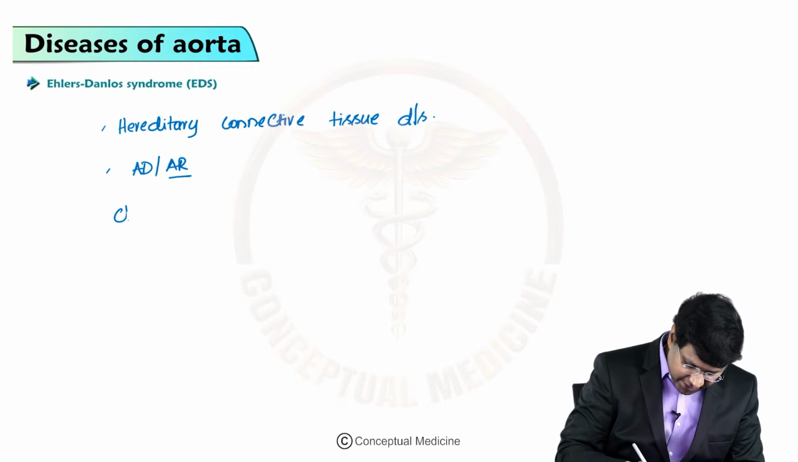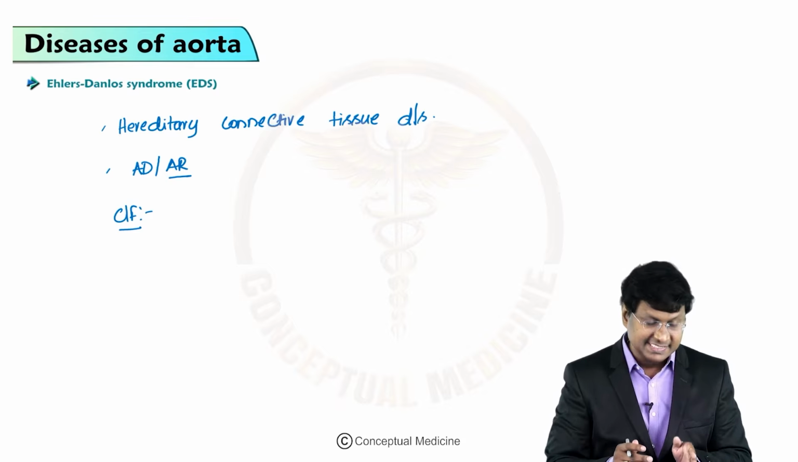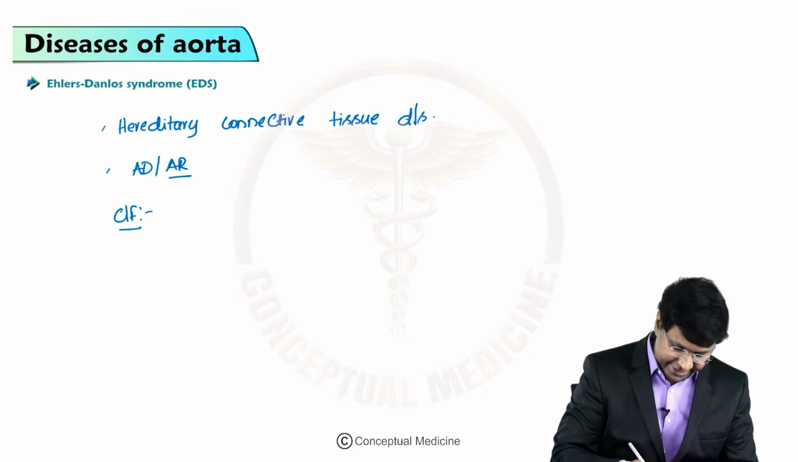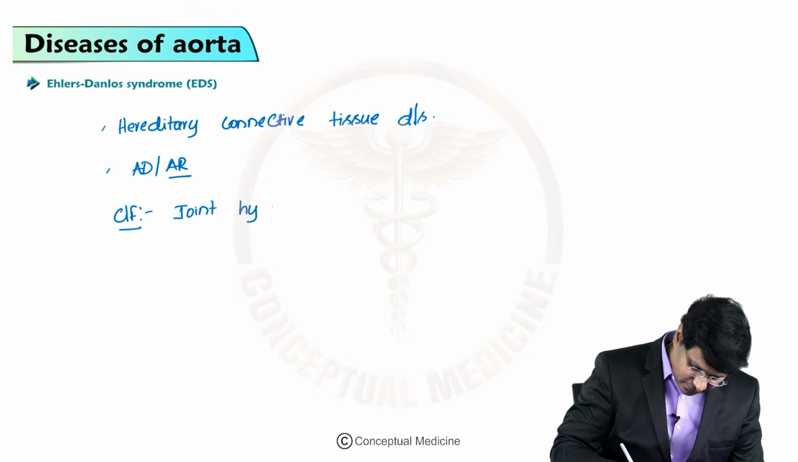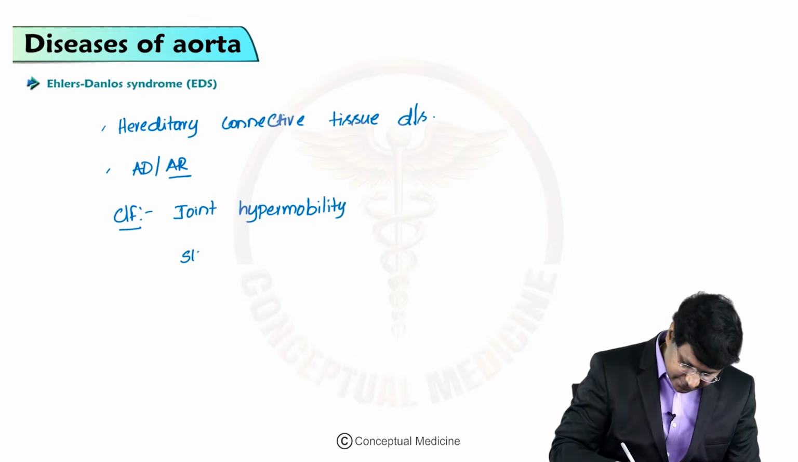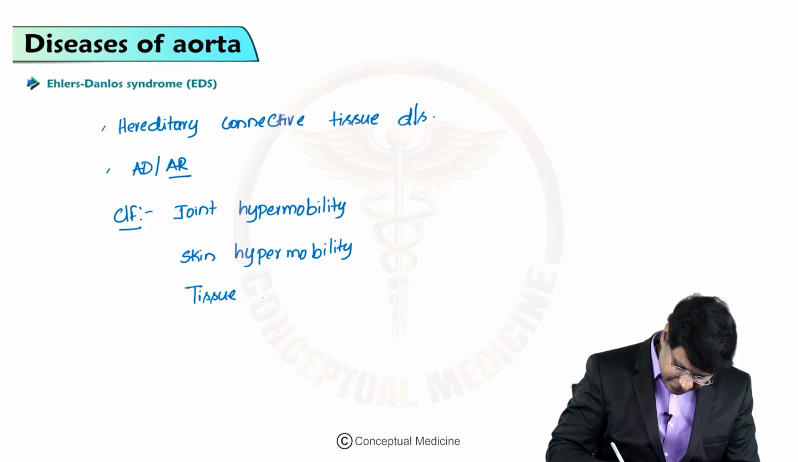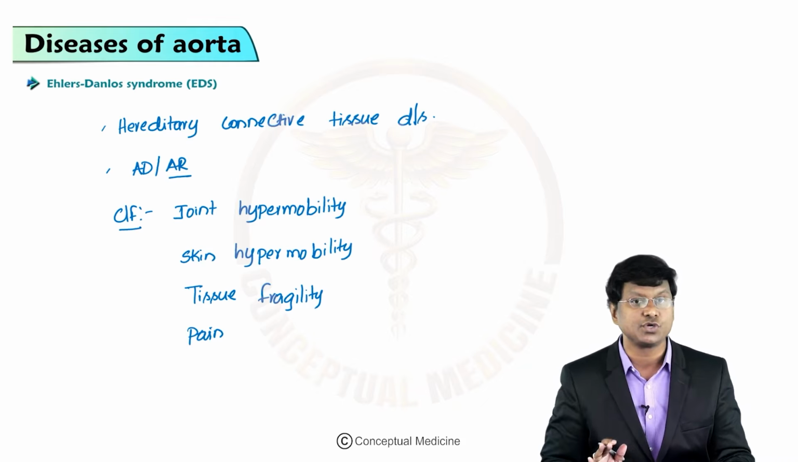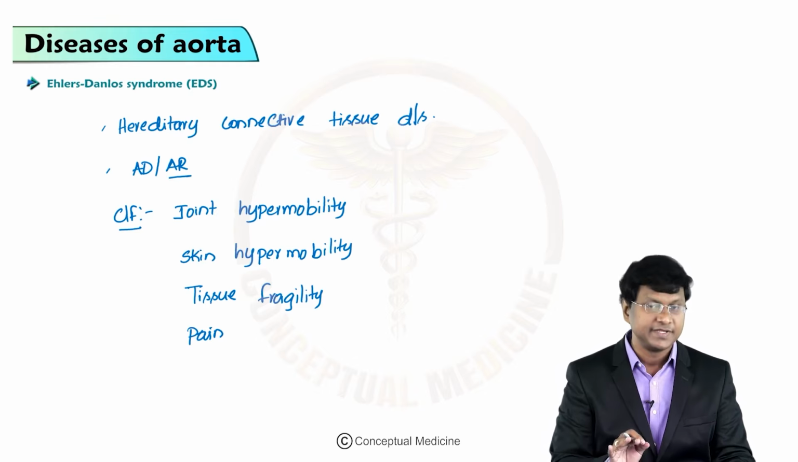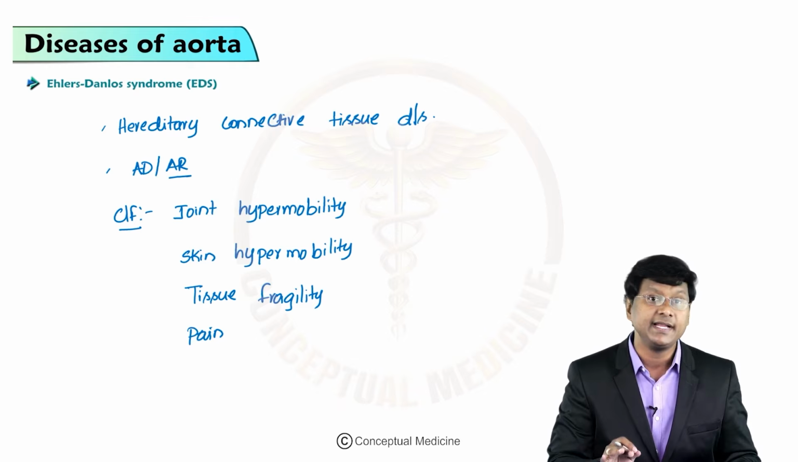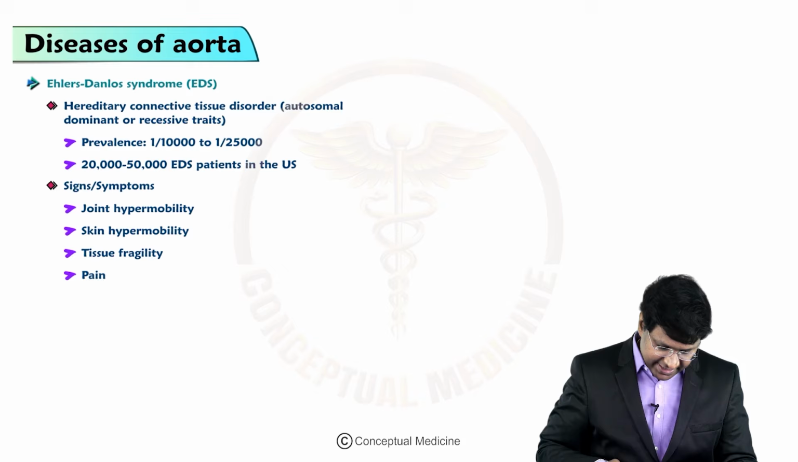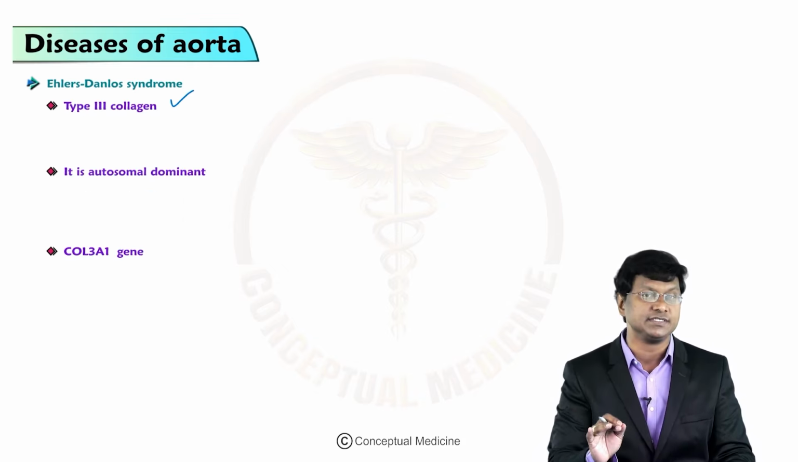And what are the important clinical features of Ehlers-Danlos syndrome? The signs and symptoms include, number one, joint hypermobility, number two, skin hypermobility, number three, tissue fragility, and the development of pain. So these are the clinical features of Ehlers-Danlos syndrome. I told you it is a defect in the connective tissue, basically a disorder within the collagen. The collagen being affected is type 3 collagen, which is defective.